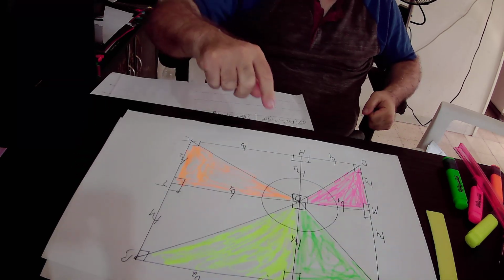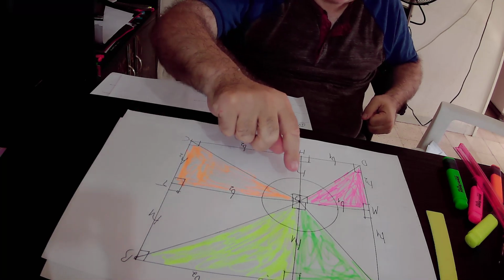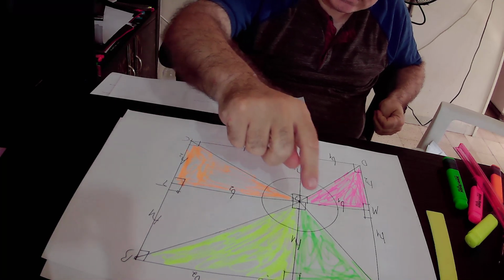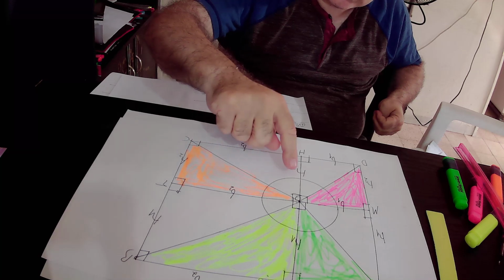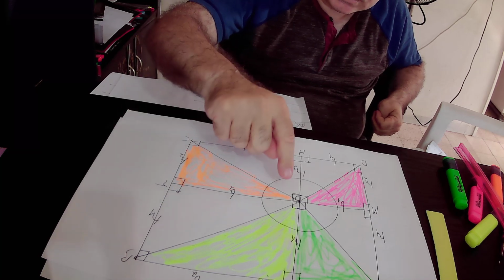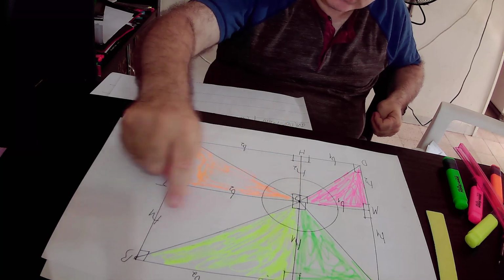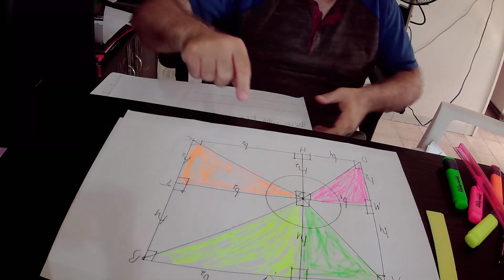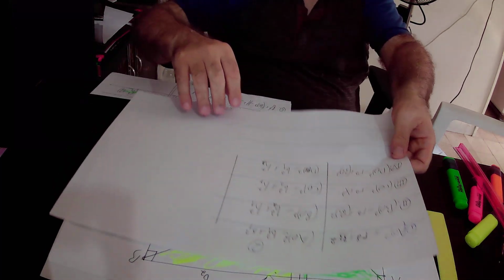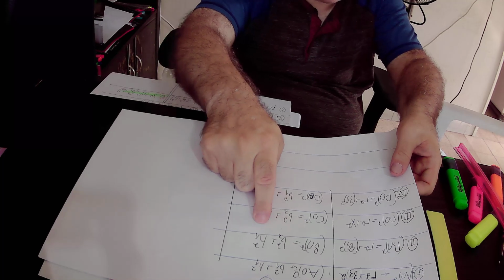And then we join points O and B together by a straight line. In this way, we created the yellow right triangle NOB. According to the Pythagoras theorem, BO square equals B2 square plus H1 square. Again, BO square equals B2 square plus H1 square.